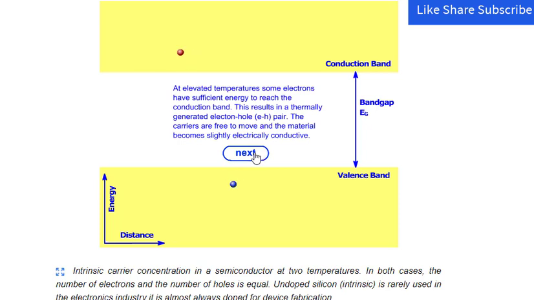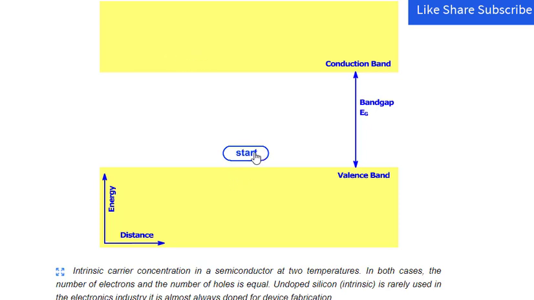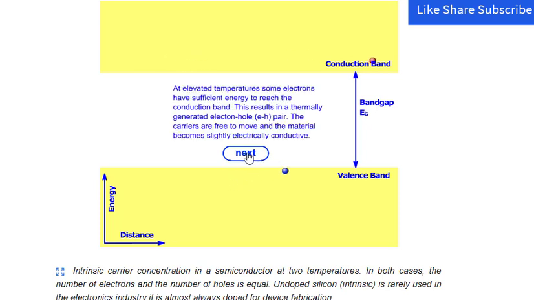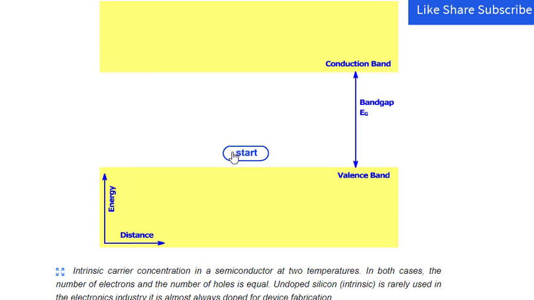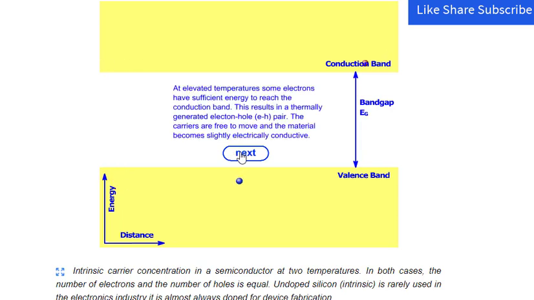Intrinsic carrier concentration in a semiconductor at two temperatures. In both cases, the number of electrons and the number of holes is equal. Undoped silicon, intrinsic, is rarely used in the electronics industry. It is almost always doped for device fabrication. Intrinsic carrier concentration of silicon as a function of temperature.